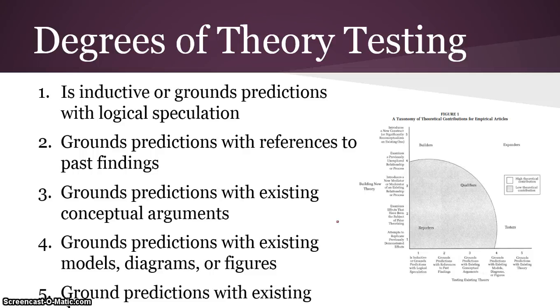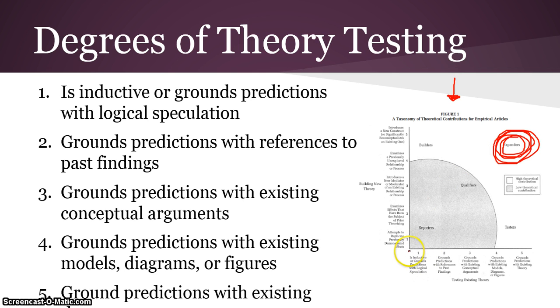Now, that Colquitt and Zapata-Phelan article that I mentioned right at the beginning provides us with a way of estimating the degrees of theory testing. The degrees of theory testing are from a taxonomy of theoretical contributions for empirical articles, which I've provided a copy of here. If you find and download that article, or you already have it in front of you, you can look for this figure in there as well. It's simply a way of looking at the overlap between building and testing theory, and I think that the authors were suggesting that what's really good is to be in this expanders category, to be doing both theory building and theory testing.